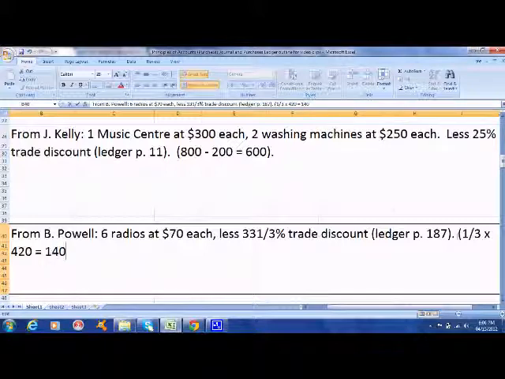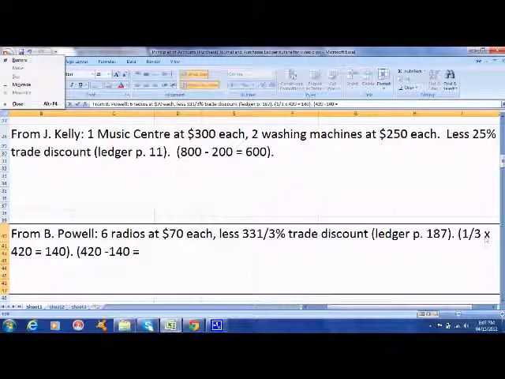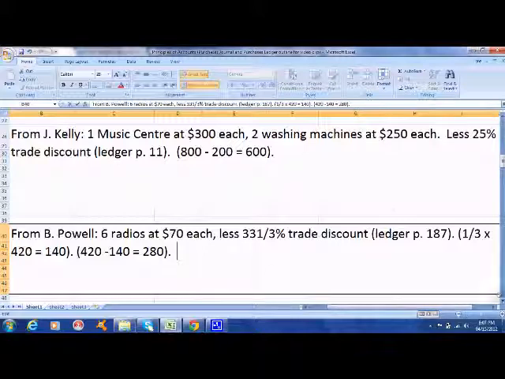Now what you're going to do is say 420 minus 140, and that would equal to what? 420 minus 140, that will be equal to 280. Quite so? Yes, that is so. This 280 now you place in your purchases journal.